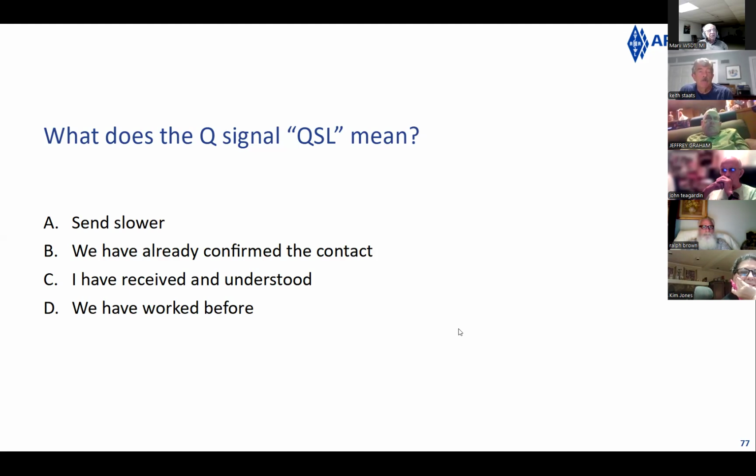Now, I have to say, in CW, I never hear anybody send QSL. But I do hear people in single sideband say QSL. And in CW QSOs that I have, invariably, all I hear is an R, and I use R's because it's faster.